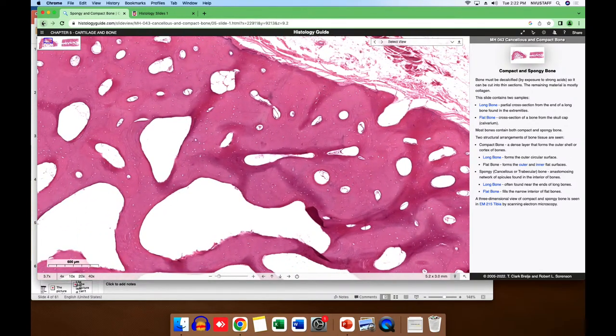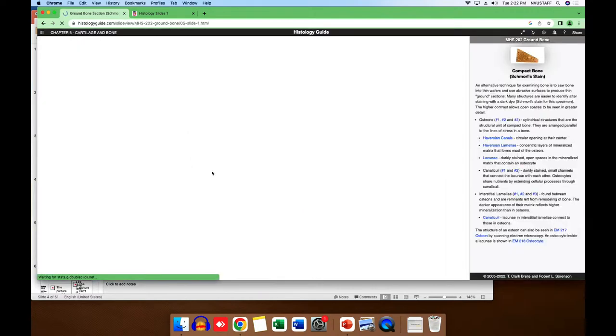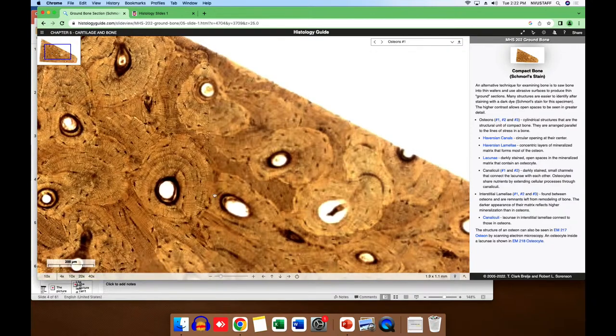Okay, now I want to show you another type of staining. Oh, look. So this is compact bone again, and you see here these round-shaped profiles. Look, this one, for example, or that one. They are called osteons, okay? I don't know which one is number one and which is number two, but all of them, this one or that one, are osteons.